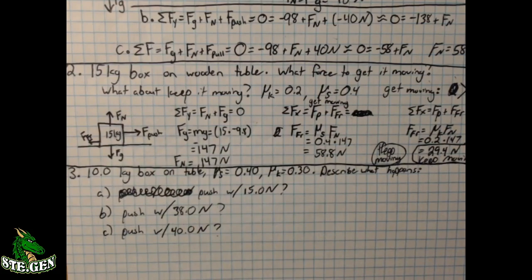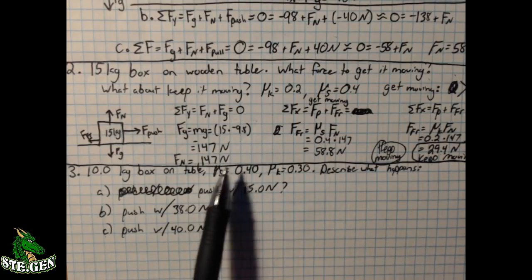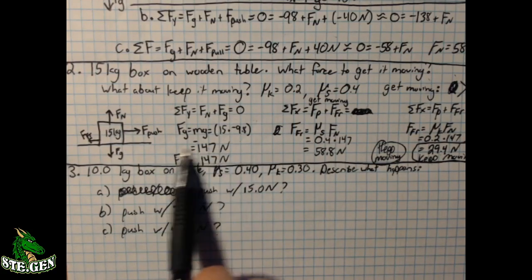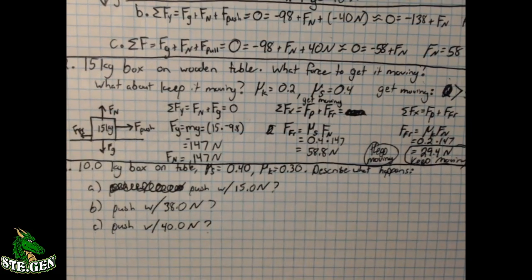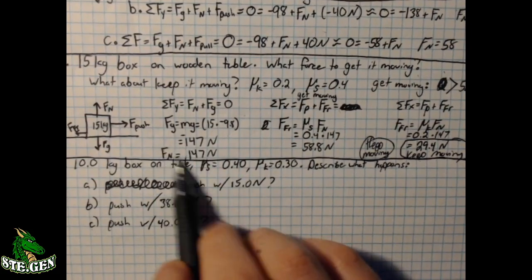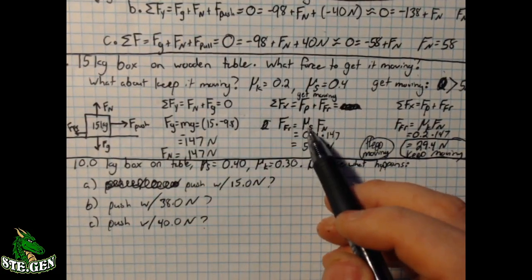We needed to solve that because friction is based on the normal force. Friction is a ratio of how much of the normal force there is, because that's based on how much the ground is having to push up into it. And we take this number here and we have to plug that into our friction equation.